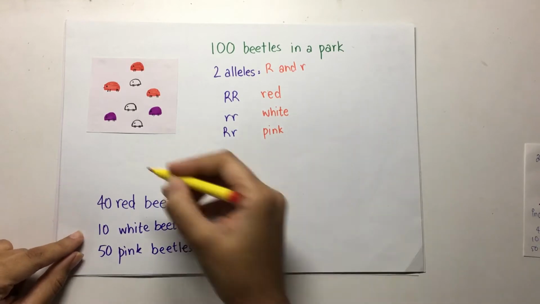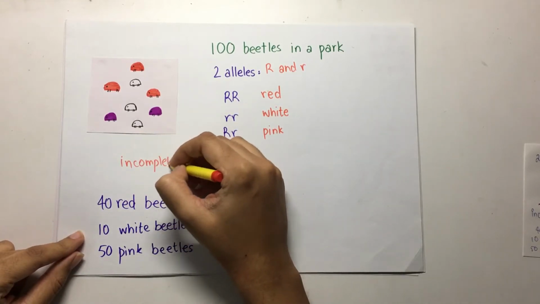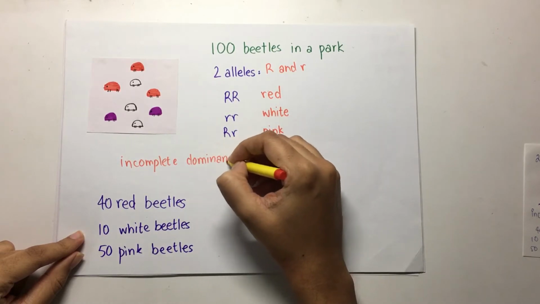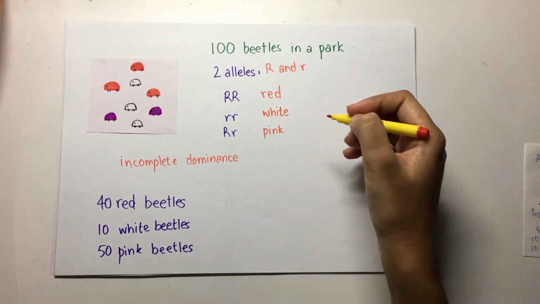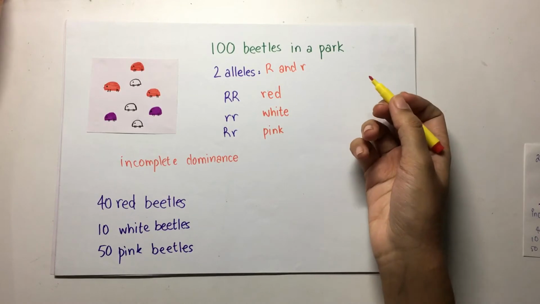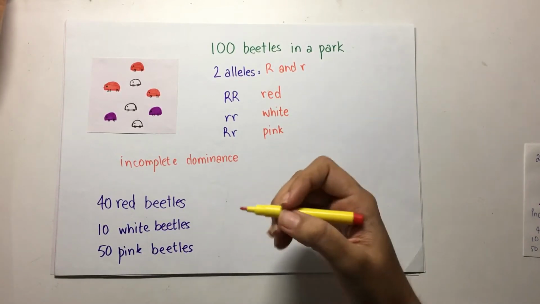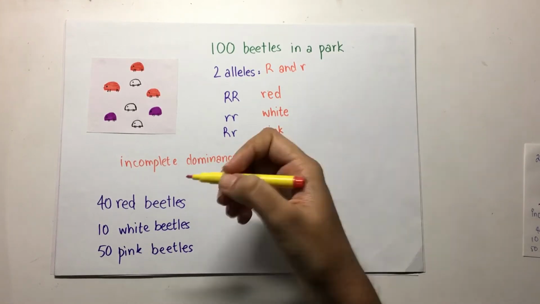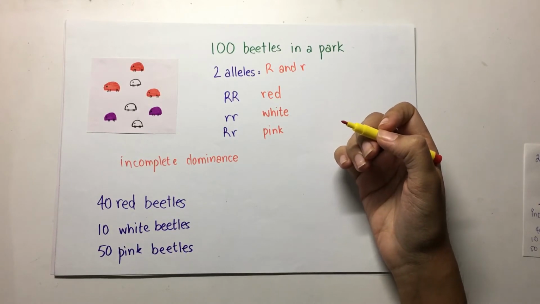And this is obviously an example of incomplete dominance, where one allele is not able to express completely over the other allele. That's why we have big R, small r as pink and not as red, which would have been applicable if we were talking about complete dominance. So in this example, we have 40 red beetles, 10 white beetles, and 50 pink beetles.